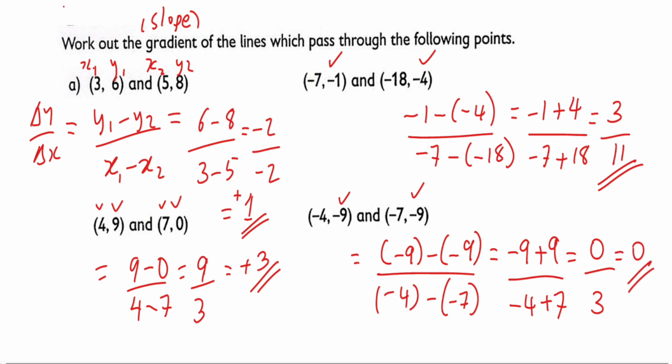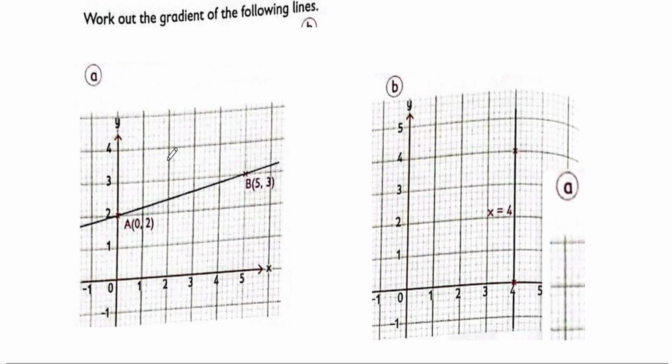Now let's go to the other part of the question. Now for such lines, let's say you've been given a line and you've been told to work out the gradients of the lines. So for such a line, for example, you have first line, which is a 0,2 and b 5,3. You can do the same thing like you did to the others. You can just do it like this.